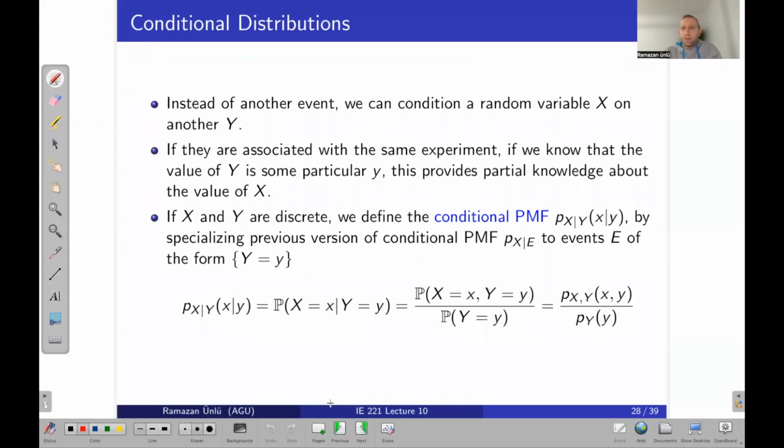In the next part, we will continue with conditional distributions. So far, we have discussed unconditional distributions, but now we will see how we can use conditional distributions. I will see you in the next part.